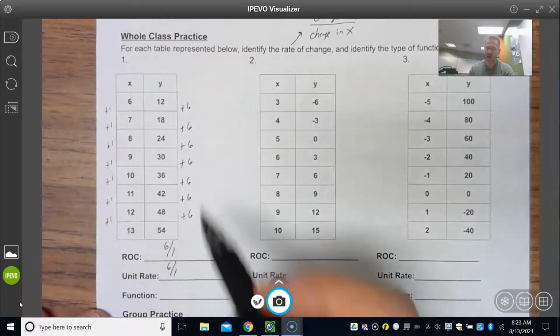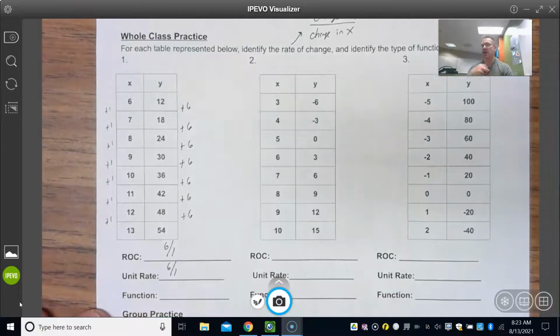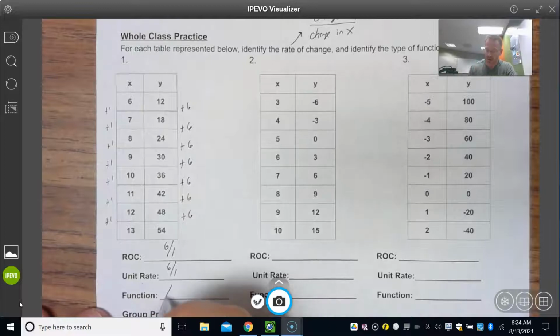And then notice this time too, it's 6 to 1, 6 to 1, 6 to 1. It's constant. No change of direction. It's going up by 6 every time. And hopefully what you're thinking right now is that that is in fact a linear function. Okay, so let's jump to problem 2.